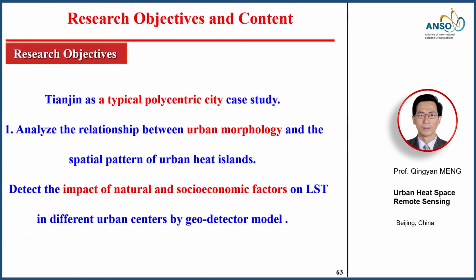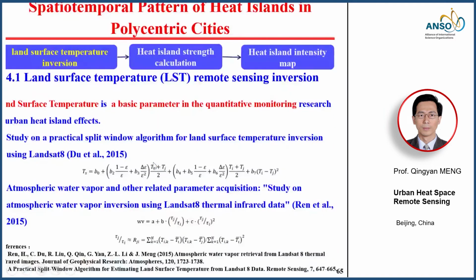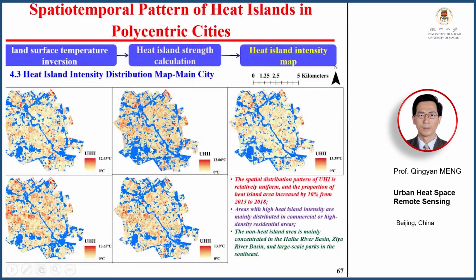Then we use Tianjin as a case study. It's a typical polycentric city, and we analyze the relationship between the urban morphology and the spatial pattern of the urban heat island, and try to reveal the impact of the natural and socioeconomic factors on the LST in the different centers by the geodetector model. This is the area, Tianjin. The average surface temperature in the 3 city centers is very high, with a significant heat island effect. And we retrieve the LST and calculate the heat island intensity with the equation.